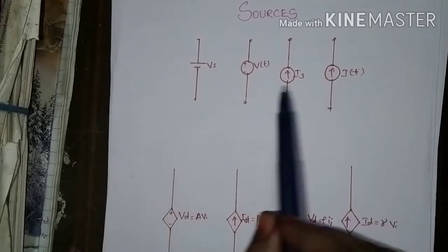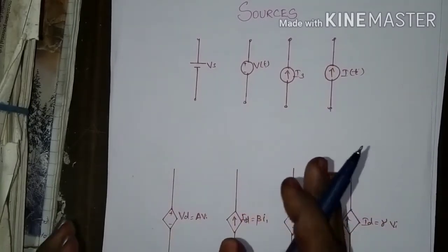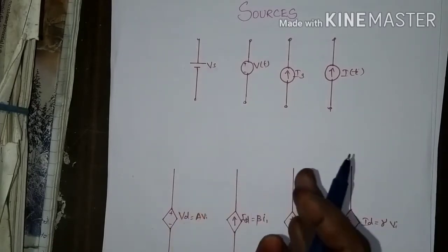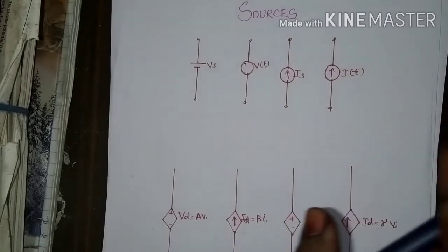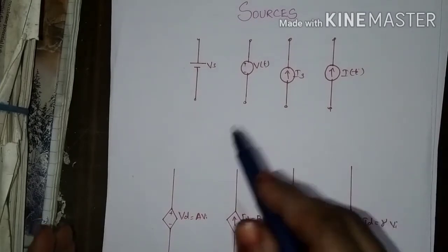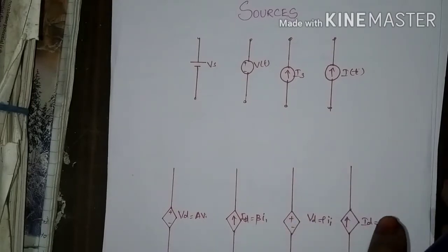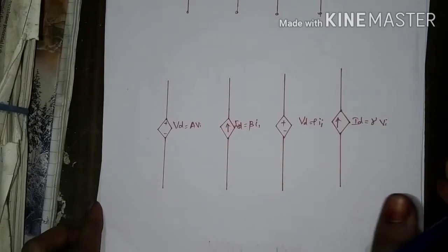Altogether, independent sources are the sources in which their voltage or current is not affected by some other voltage or current in the electrical circuit. But it can be time variant or time invariant. Okay, now we can move on to dependent sources.